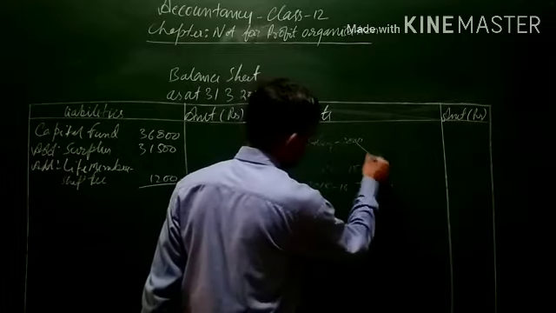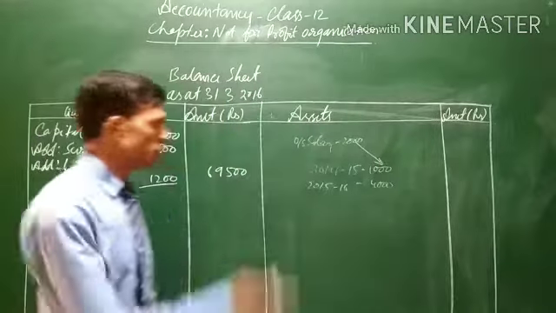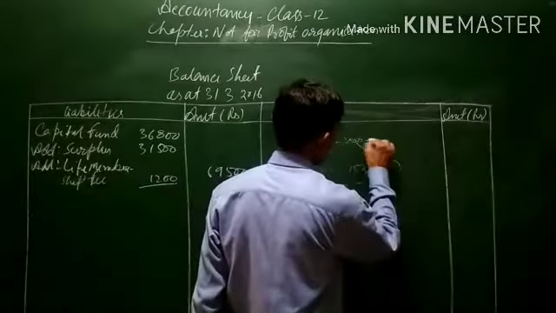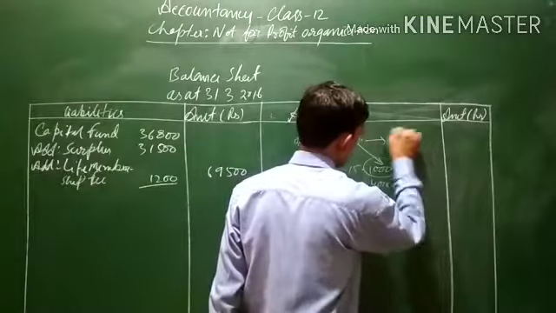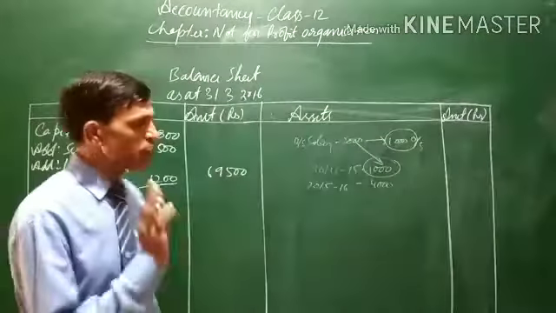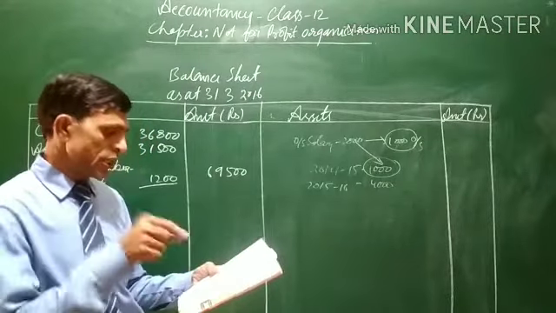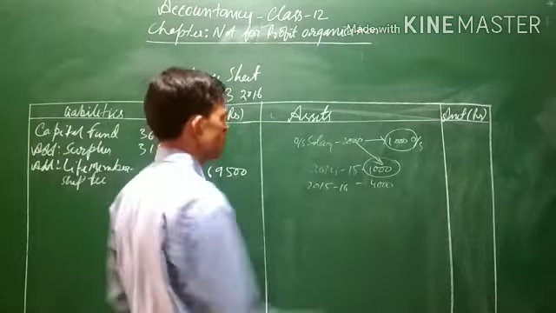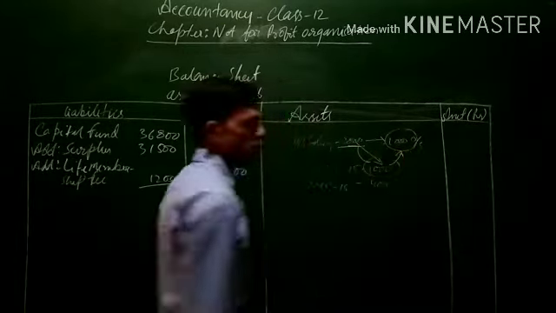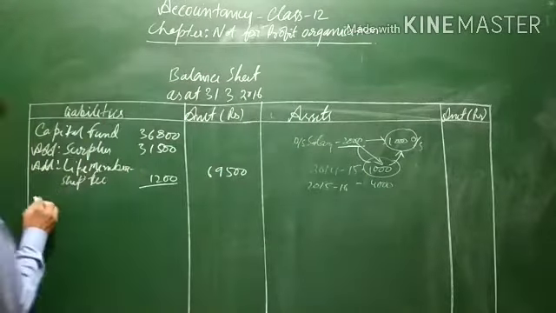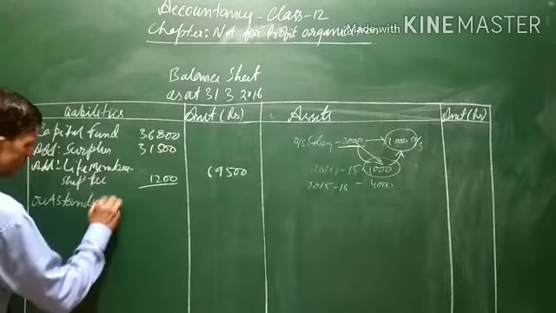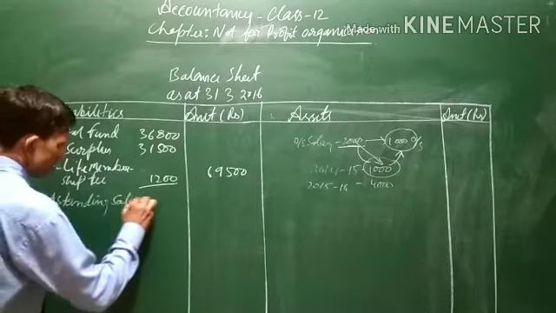Now, out of this 2,000, 1,000 of the previous year has been paid. If 1,000 is paid, then what is the remaining amount? This means only 1,000 of the previous year's salary is still outstanding. Out of the total, 1,000 is paid and the remaining 1,000 is still outstanding. So outstanding salary will also be mentioned: outstanding salary 1,000.